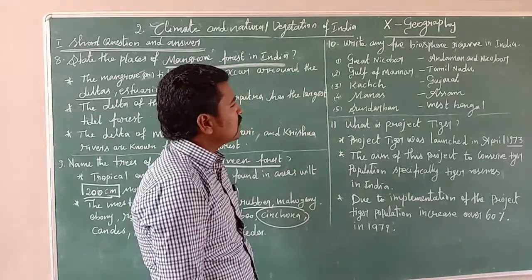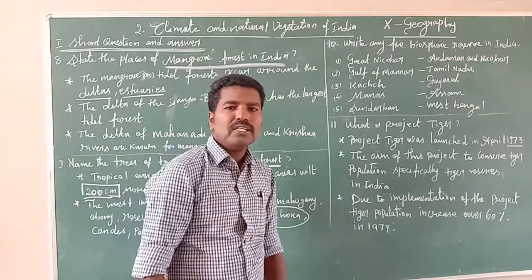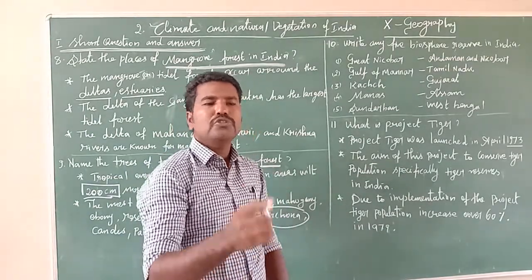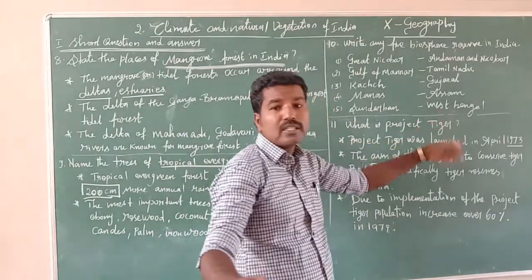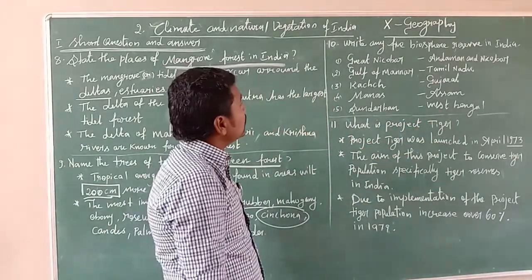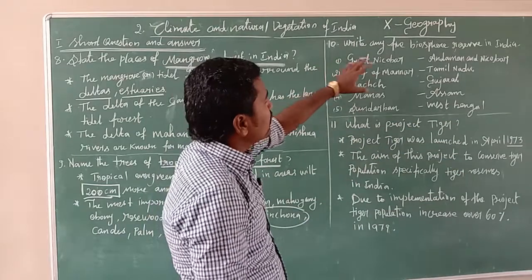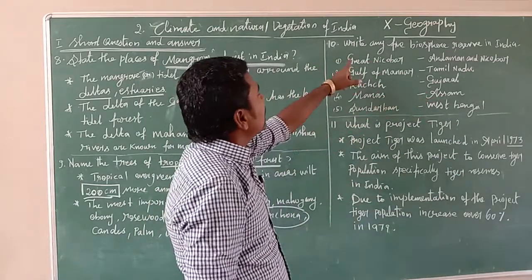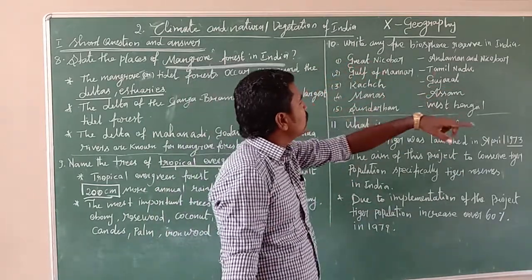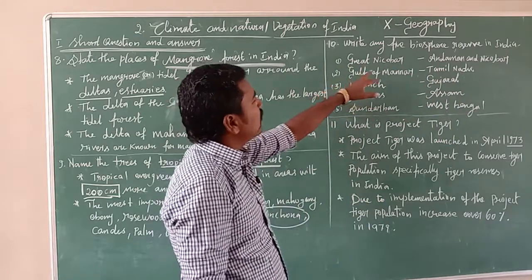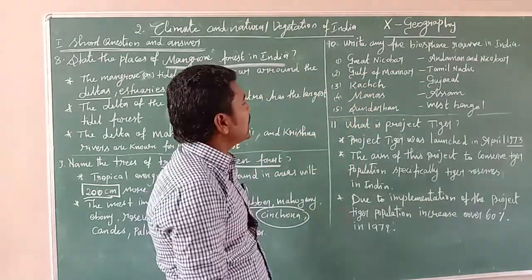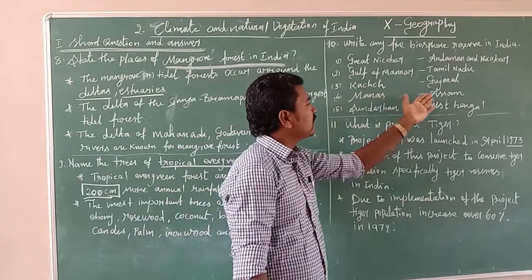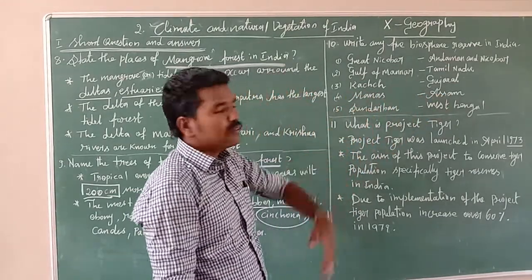Sundarban, I told you, is one of the largest mangrove forests in India. The Royal Bengal tiger, our national animal, is found only in the Sundarban forest. It is also one of the largest deltas in the world. So these 5 are very important biosphere reserves. Again I tell you: Great Nicobar, Andaman and Nicobar biosphere reserve, Gulf of Mannar biosphere reserve in Tamil Nadu, Kutch in Gujarat state, Manas in Assam, and Sundarban in West Bengal.